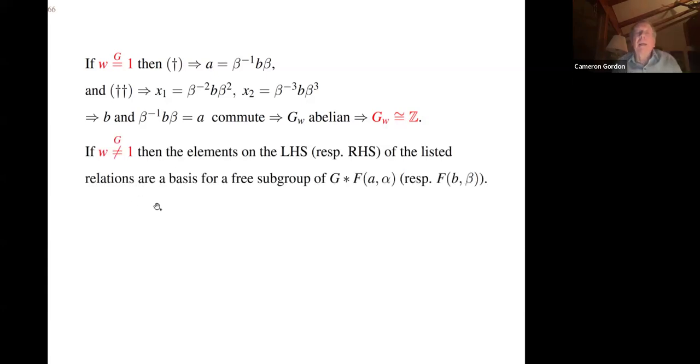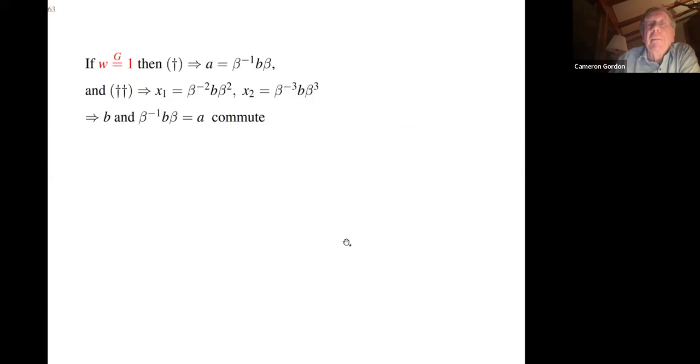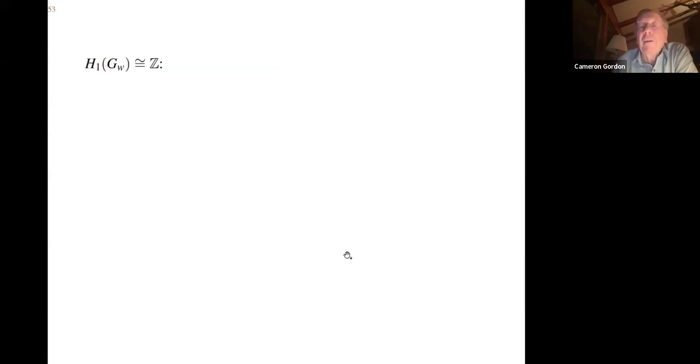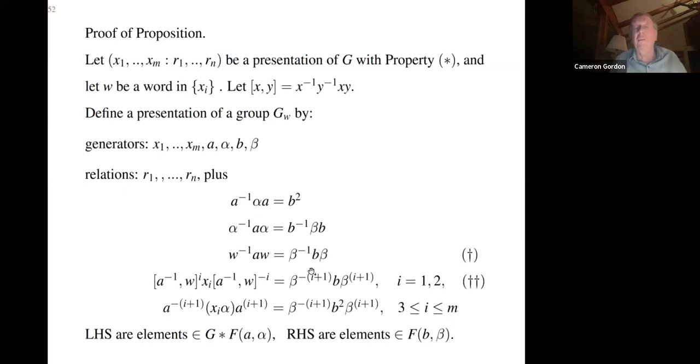Well, then I claim, and this is a reason for writing down these slightly bizarre-looking relations, maybe, that the elements on the left-hand side are actually a basis for a free subgroup of this free product, the free group in A and alpha. And similarly, the elements involving B and beta form a basis for a free subgroup of the free group in B and beta. And this is actually very easy. Let's go back. Let's take the right-hand side, because it's just B's and betas. So what you need to show is that these guys are a basis for a free subgroup.